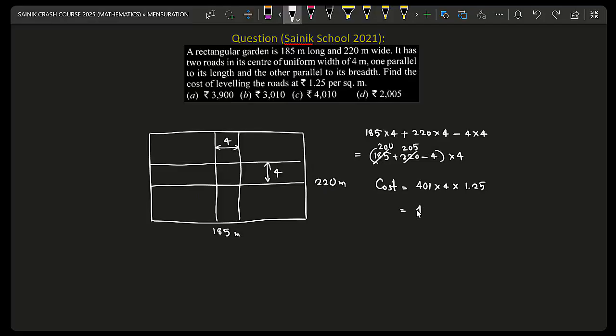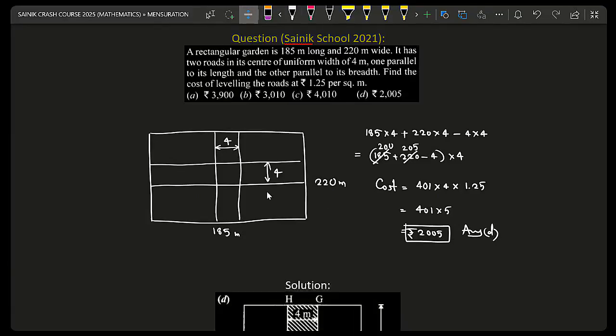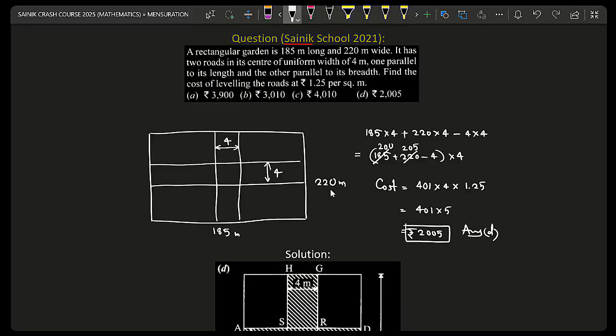Yes, sir. So finally, we are going to find 401 into 5. This is the answer. Sir, it is 2005. 2005 rupees. This is the overall cost. So which option, Vishnu? Sir, D. Option D is correct. Yes. So this is the answer.